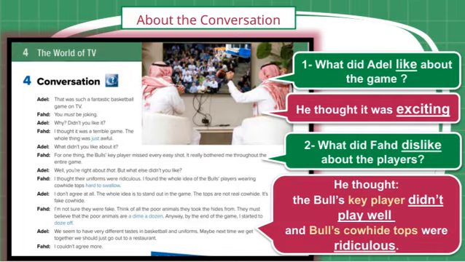So, what was he thinking? Well, he thought that the key player of the Bulls team didn't perform well. It's interesting because even the most important players can sometimes fall short, and that can really influence how the game unfolds. He also found the Bulls' cowhide tops to be quite ridiculous. It's a small detail, but it shows how even the uniforms or gear can stand out and sometimes seem out of place or amusing, depending on your perspective.